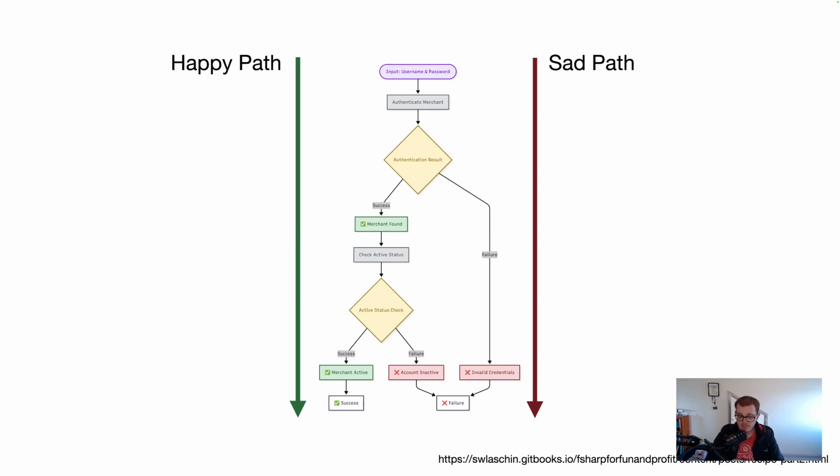Railway-oriented programming, to get back fully on track, is a way of programming so that you have two tracks your code goes down. You have either the happy path or the sad path. In this case of merchant authentication, we want to check a few things. We want to see if the merchant exists, if the password is correct, and if they are active. If any of those steps fail, we switch tracks over to the failure case.